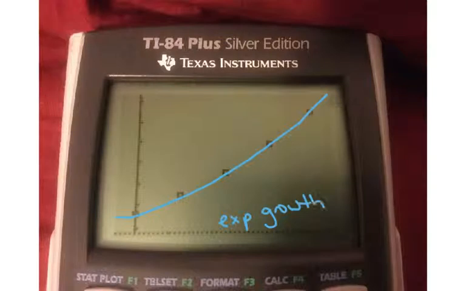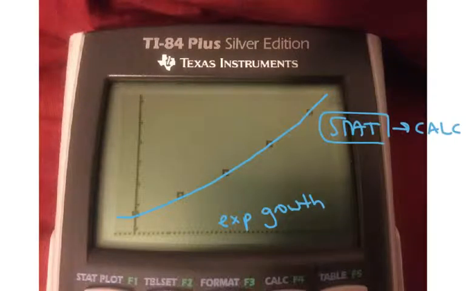So now to write the equation, you're going to go back into Stat, but this time you're going to go to Calc, and I want you to find exponential regression. It's probably option 0, and it says ExpReg. Then hit enter, probably twice, until the equation pops up.